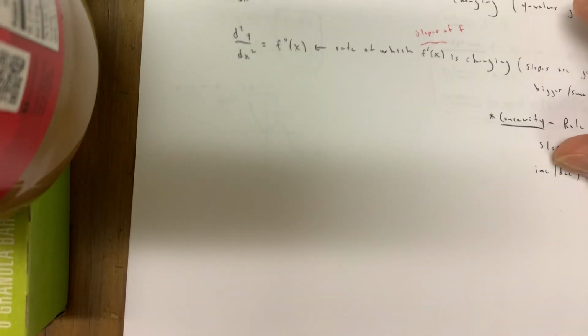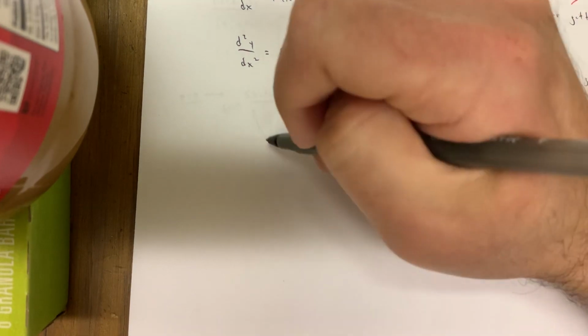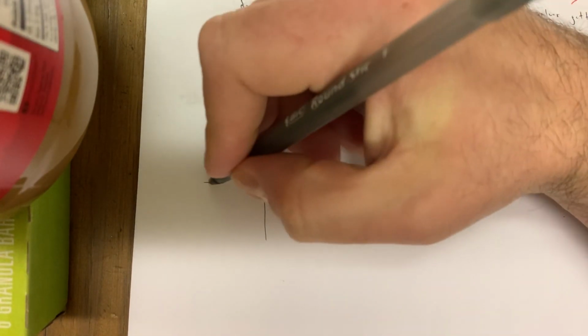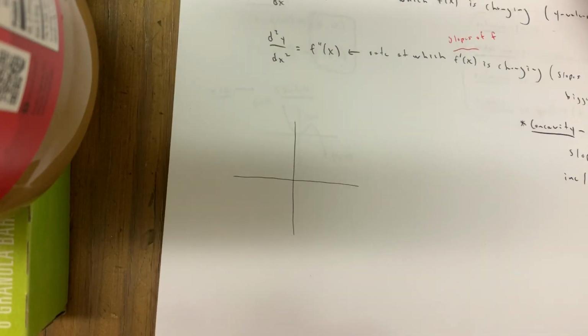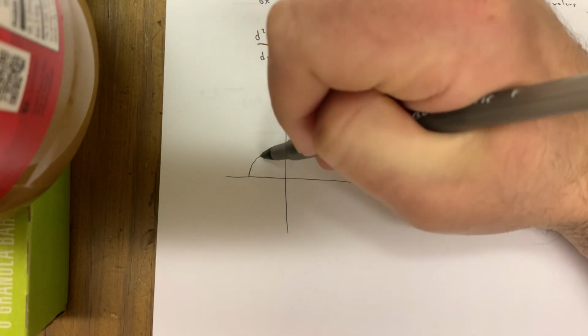And concavity is not the easiest thing to understand at first, but it's not really too terrible if you put some time in. If you actually think about this graph right here, it's a great way to focus on concavity. Okay, so make it look a little something like this.